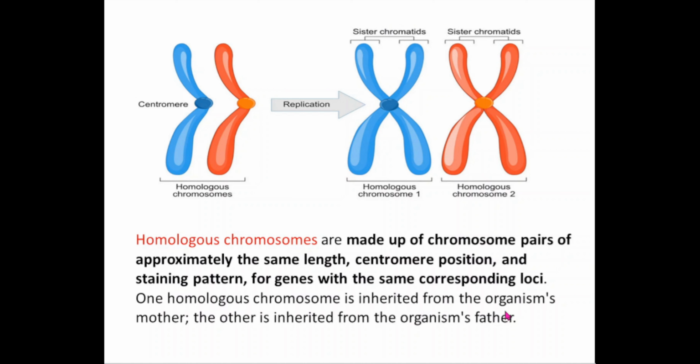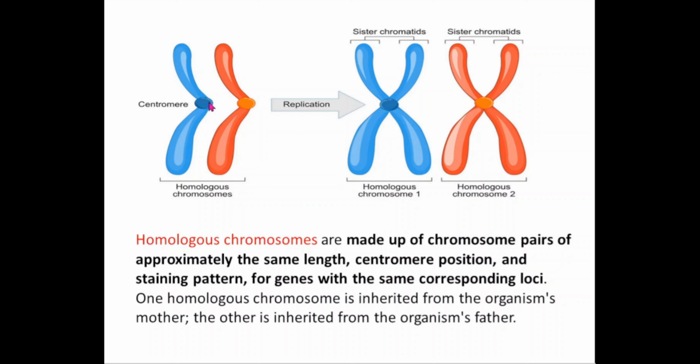Homologous chromosomes are made up of chromosome pairs of approximately the same length, centromere position, and staining pattern for genes with the same corresponding loci. One homologous chromosome is inherited from the organism's mother and the other from the organism's father. So this is just the homologous chromosome. This one we call the centromere.